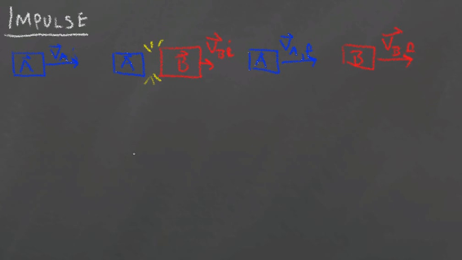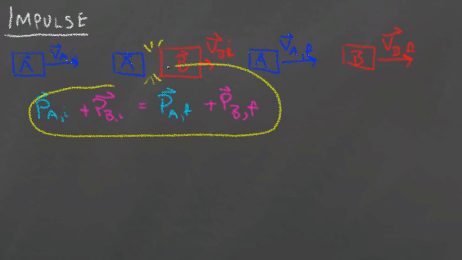But then we saw that there was a conservation law. We saw that the momentum of A initial plus the momentum of B initial was equal to the final momentum of A plus the final momentum of B. So this is really what we mean when we're talking about the law of the conservation of momentum, is that the sum of the initial momentums is equal to the sum of the final momentums. Right?